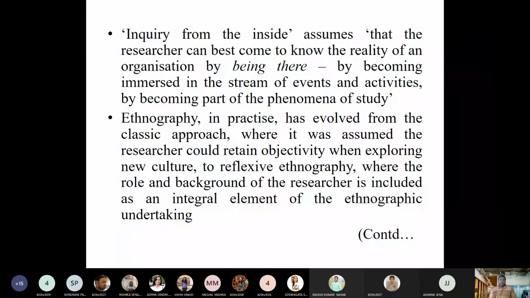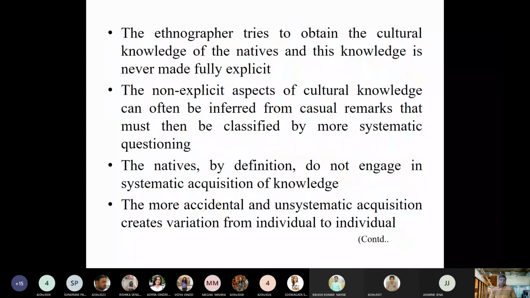The researcher's background and knowledge of a particular subject are very important, because unless the researcher has a strong background on that subject and the particular ideas are missing, it is very difficult to carry out ethnographic research. The ethnographer tries to obtain the cultural knowledge of the natives, and this knowledge is never made fully explicit.